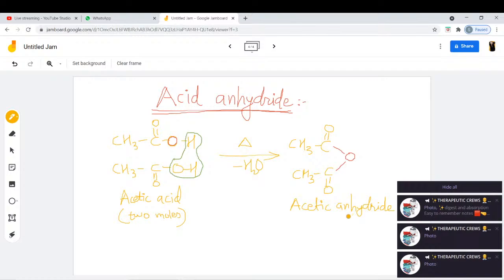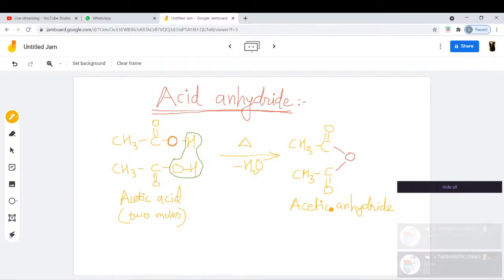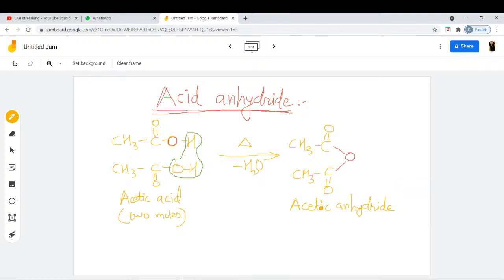The name of the anhydride depends upon the acid from which it forms. So this is acetic anhydride. Sometimes we also draw its structure like this.